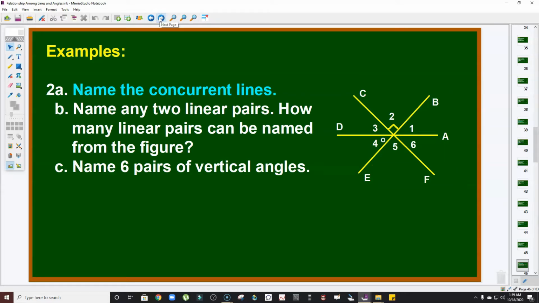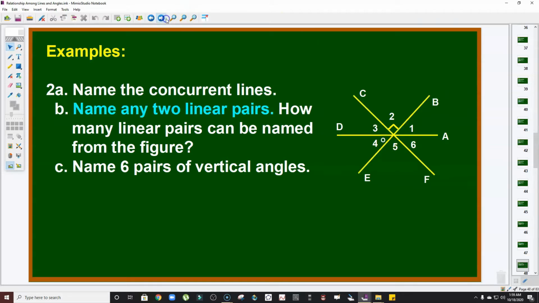Letter A. Name the concurrent lines. When you say concurrent lines, these are lines that intersect at one point. So the lines concurrent are, of course, the given lines AD, BE, and CF. They are concurrent at point O. Clear? So this O here is what we call the point of concurrency.